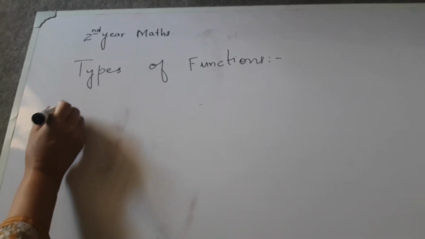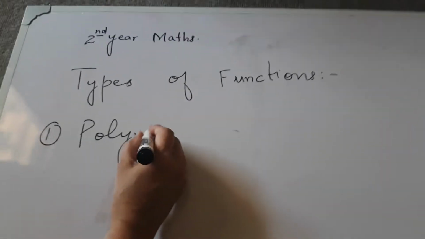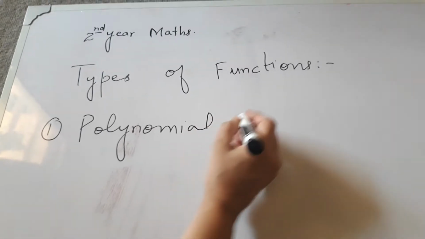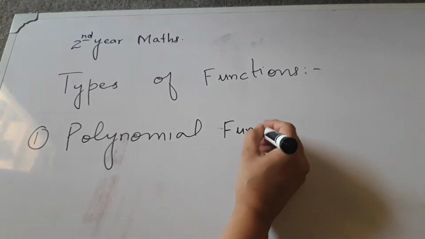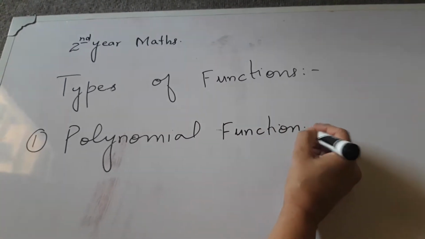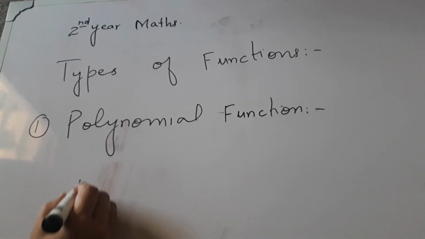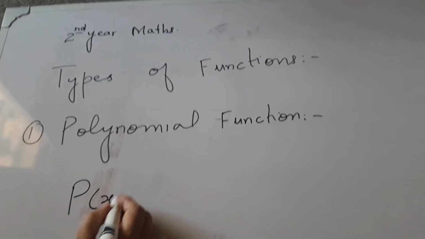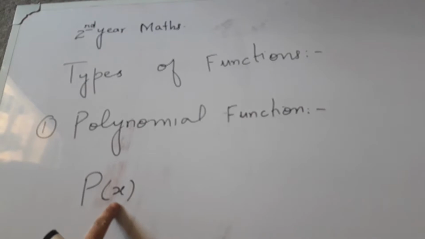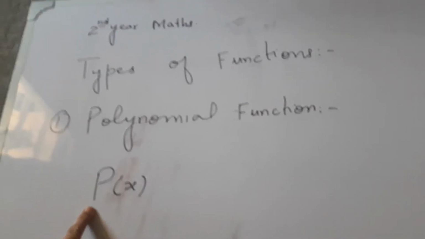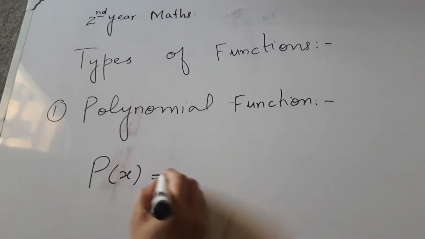Today we will study types of functions, and the first type is the polynomial function. Polynomial function is denoted by capital P of x. X denotes the variable and P denotes polynomial.